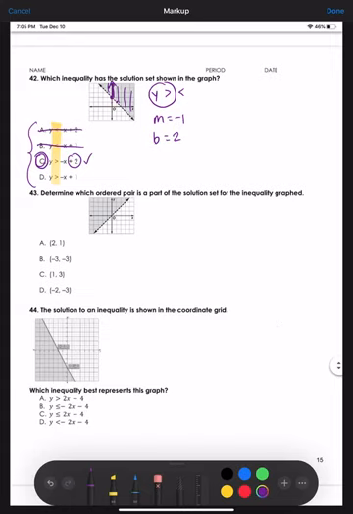43, determine which ordered pair is part of the solution set of the inequality graph. So when I'm doing these, when I have a graph, it's nice because I can just plot the points and see if they are part of the solution or not.